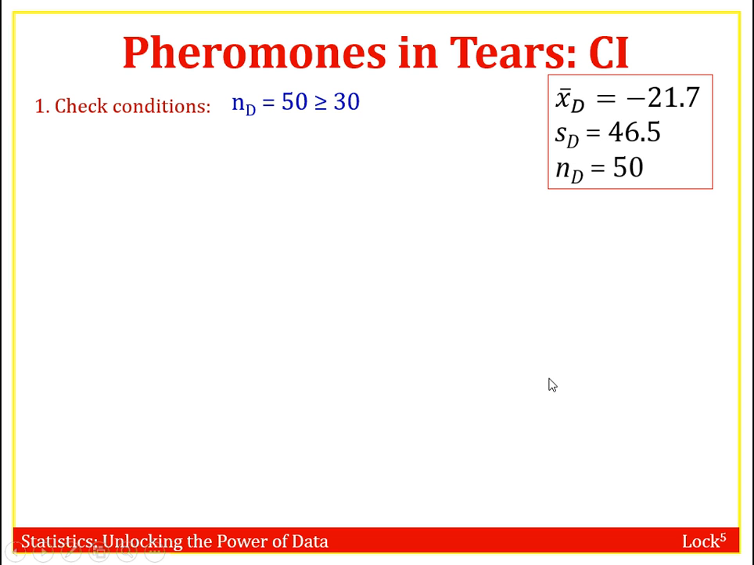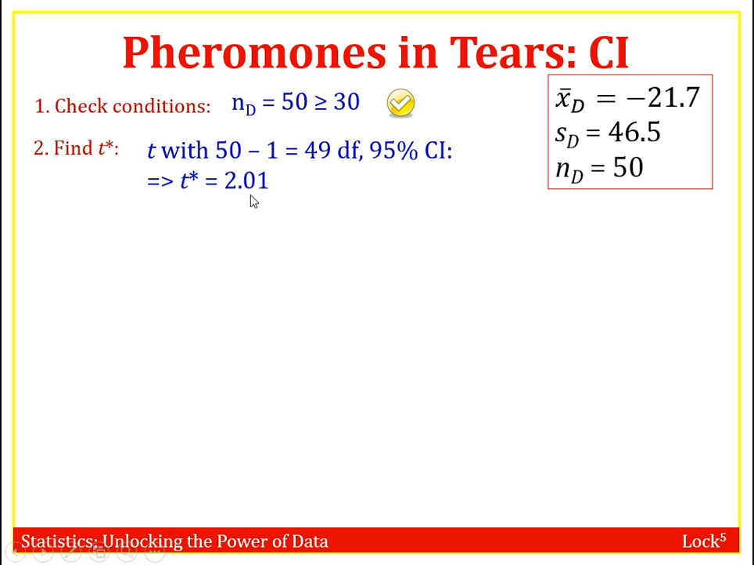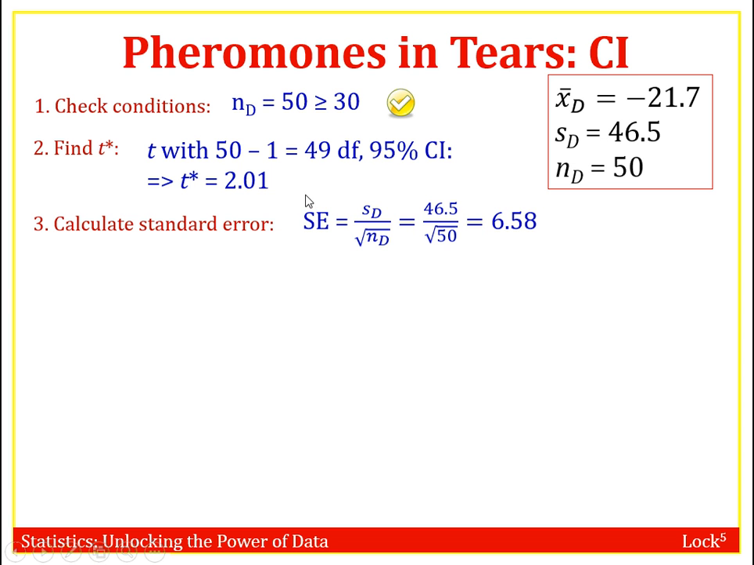So we check our conditions. We have to be larger than 30. We knew that from the last slide when we did our test. We find t star. Go to stat key, hit t distribution, hit 49 for your degrees of freedom, hit the two tail. It'll pull up your 95% confidence interval, and the two numbers in the very bottom, left and right, really we only need the one on the right, gives us 2.01. We calculate the standard error. Well, we did that on the last screen, so we just write that down.